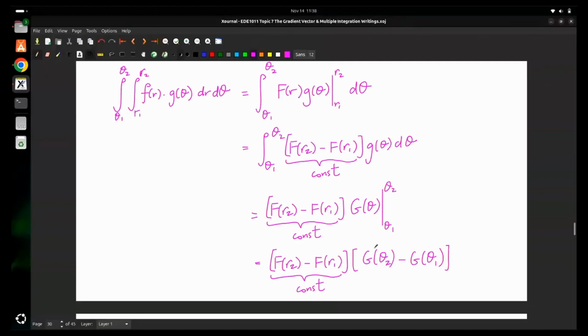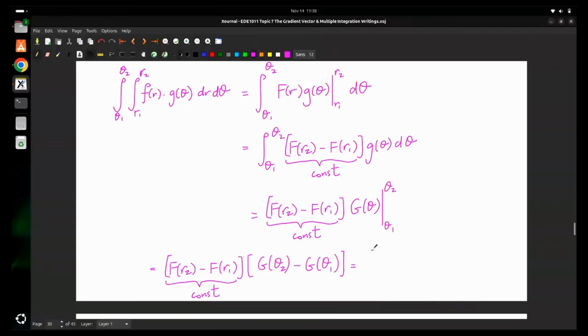But then you look at these two expressions, isn't this the same thing as if you were to integrate f and g separately? So this is the same as integrating R1 to R2 small f of r dr, times integrating g of theta d theta from theta 1 to theta 2. What you're trying to show here is that this is the same as this.